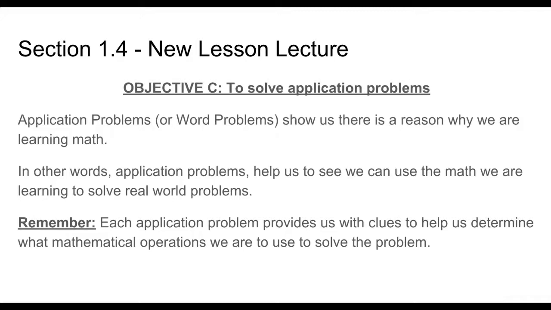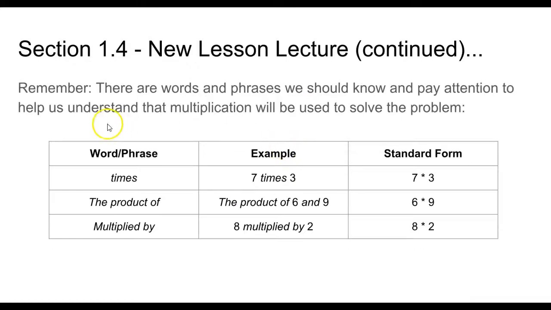We need to remember that each application problem provides us with clues to help us determine what mathematical operations we are to use to solve the problem. An application problem is like a mystery, and as you read the information contained in it, it provides clues to figure out how to solve the problem. Let's continue. There are words and phrases that we should know and pay attention to that help us understand that multiplication will be used to solve the problem. We learned that for addition and for subtraction. It's not any different for multiplication.